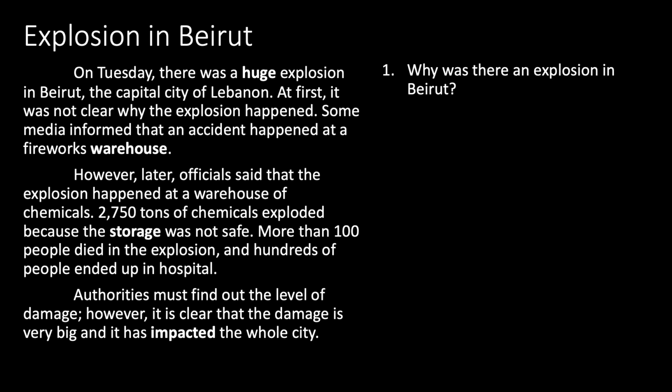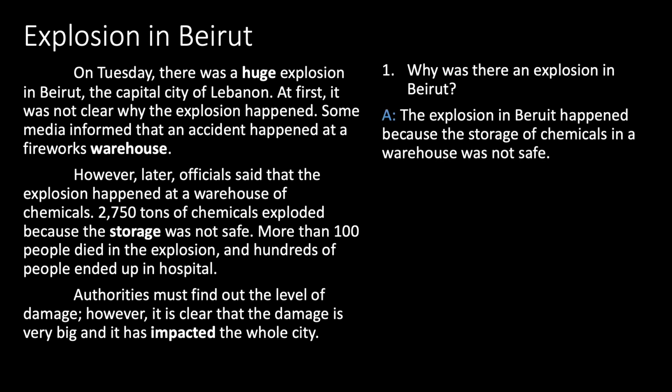It says 2,750 tons of chemicals exploded because the storage was not safe. So we know this word because goes with why in the question. So for my A answer, I said the explosion in Beirut happened because the storage of chemicals in the warehouse was not safe. This first part of the sentence, the explosion in Beirut happened because, I just rephrased the question. Why was there an explosion in Beirut? The explosion in Beirut happened because, and then I used my answer, got my answer from the text from over here.